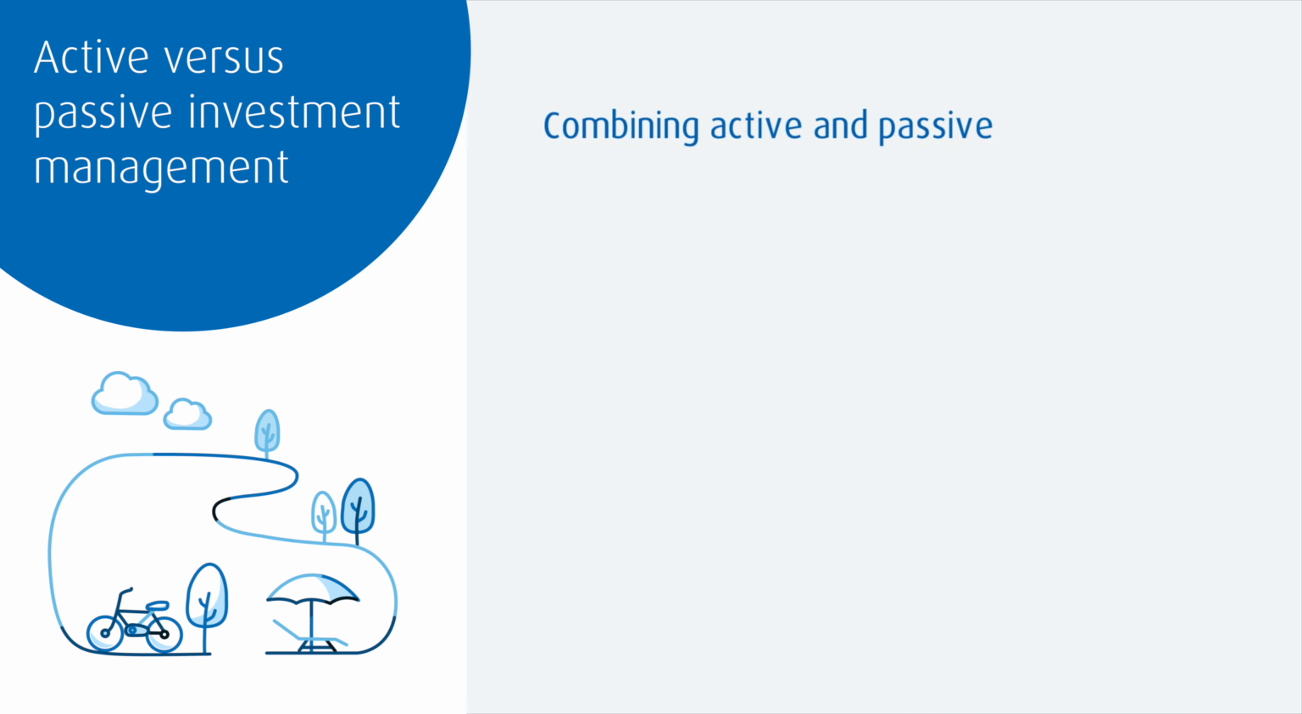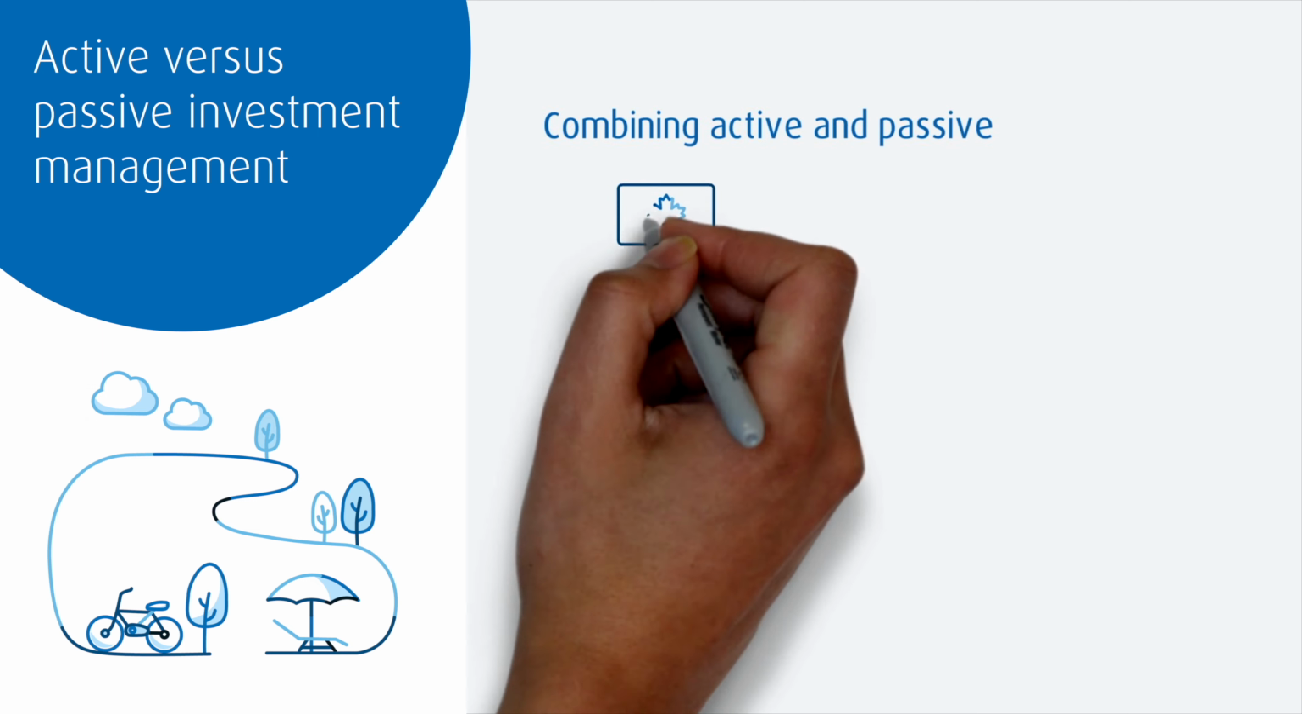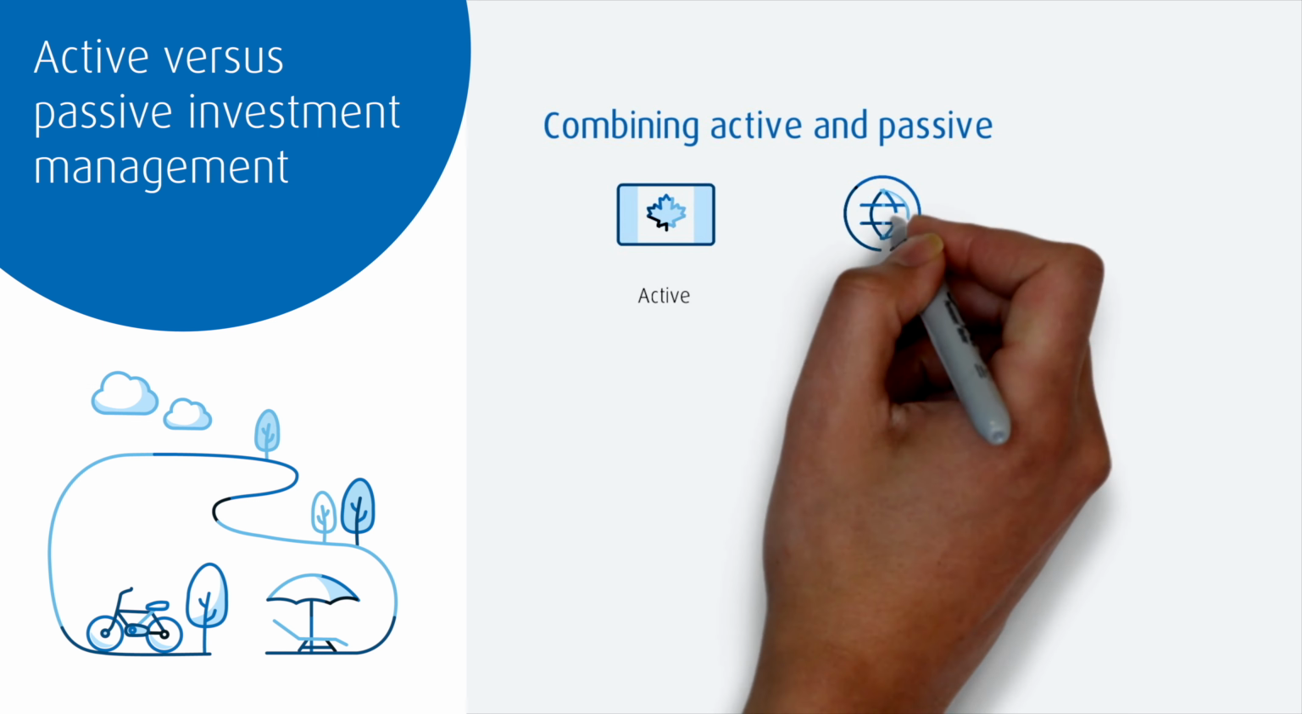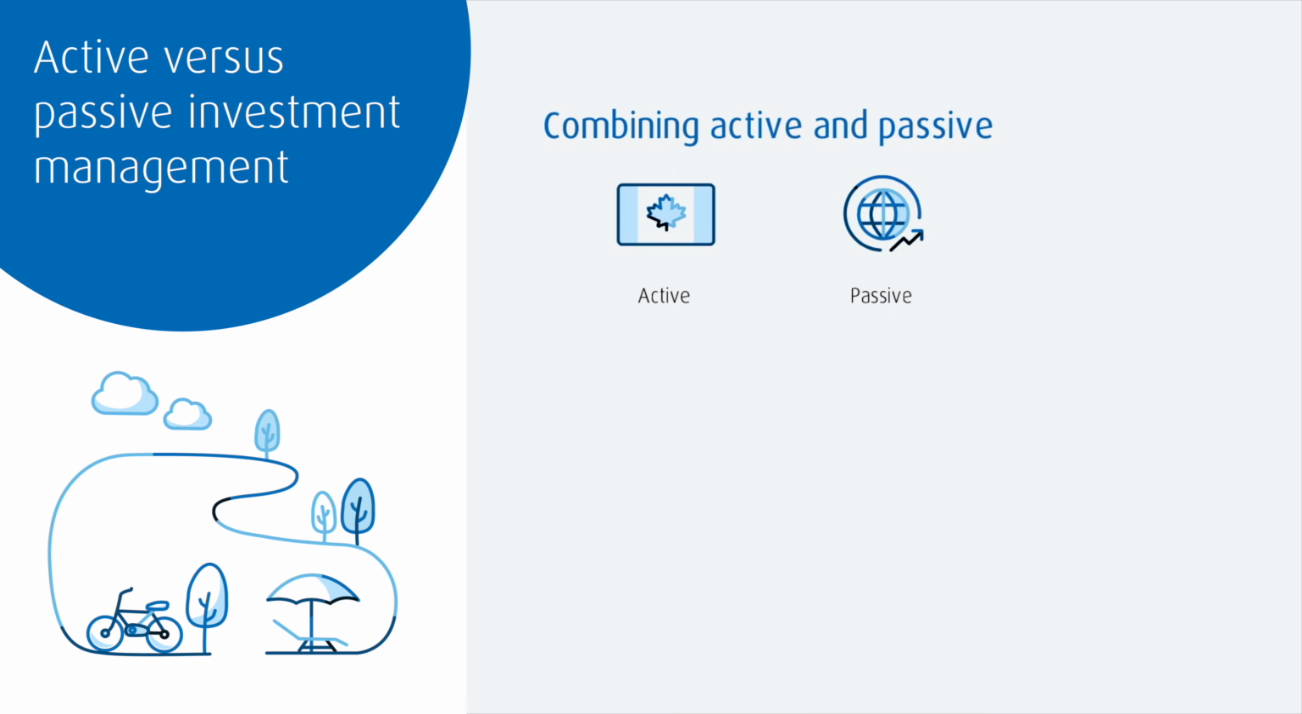Many investors use a combination of active and passive strategies in their portfolios. For example, some people might enjoy picking stocks from the Canadian stock market, but use index funds for exposure to emerging market stocks that they are not as familiar with.